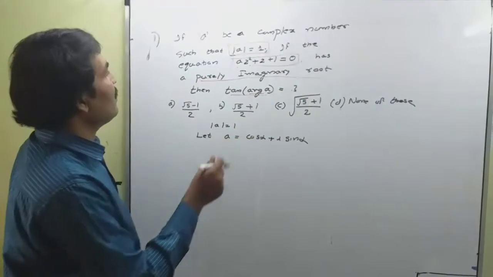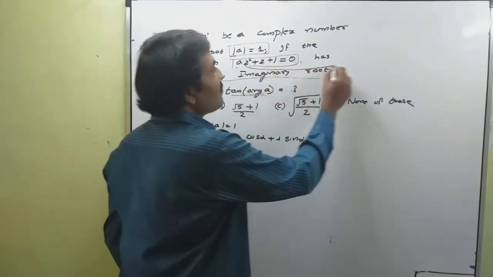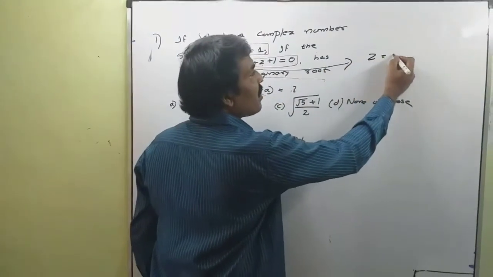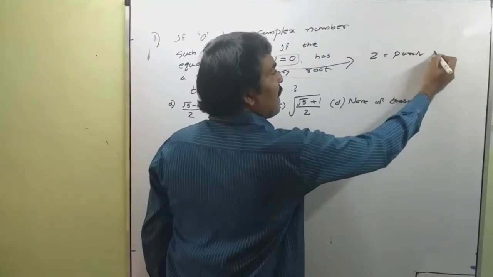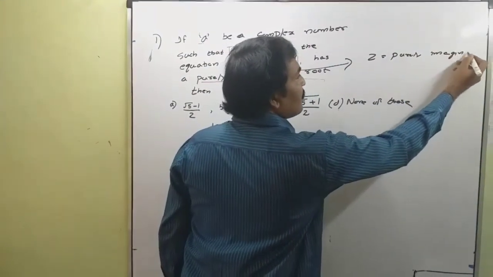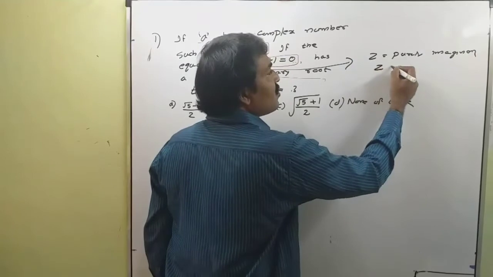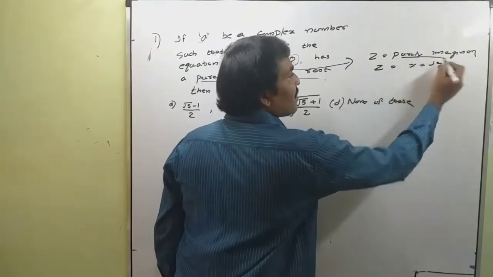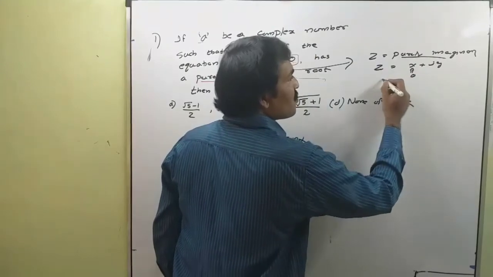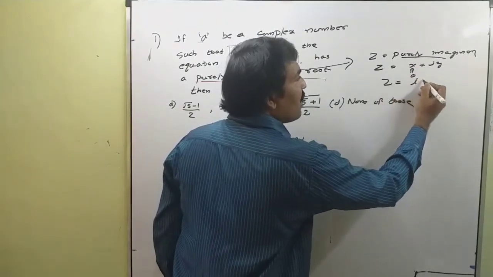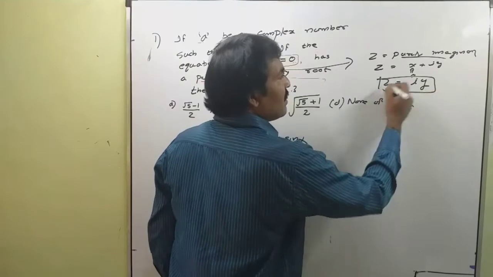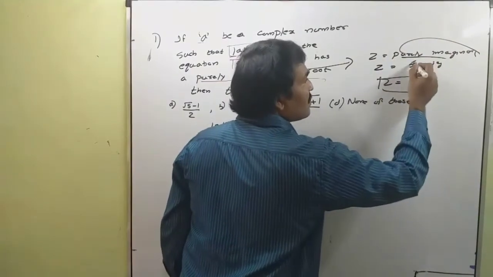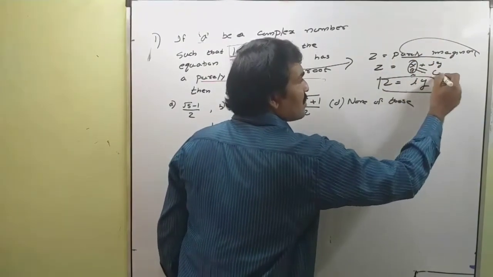Okay, it is given z is purely imaginary. So we can assume z is equal to x plus iy. Purely imaginary means x is equal to 0. So z is assumed to be i into y, since for a purely imaginary z, x is equal to 0.